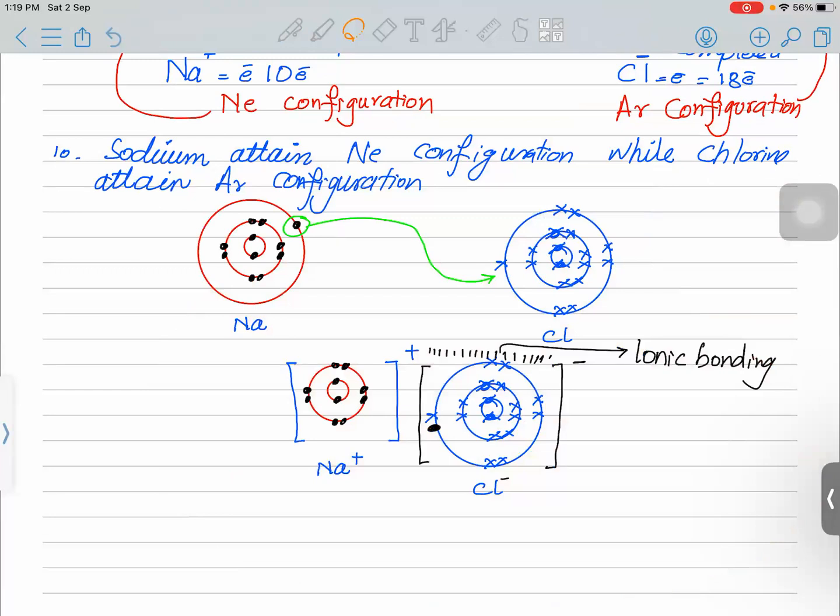As a result, an ionic bond is formed. This is called electrostatic force of attraction, which is between oppositely charged ions. This diagram is known as a dot and cross diagram or Lewis structure.